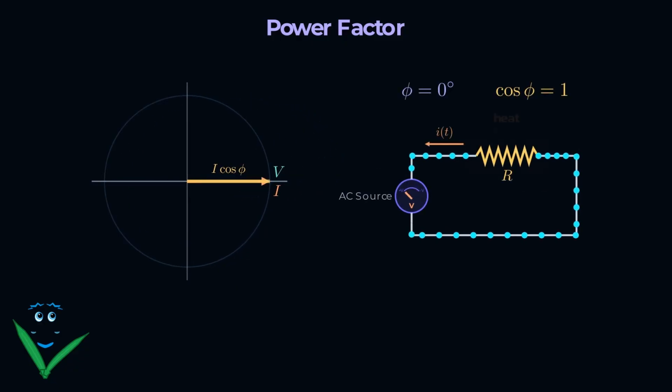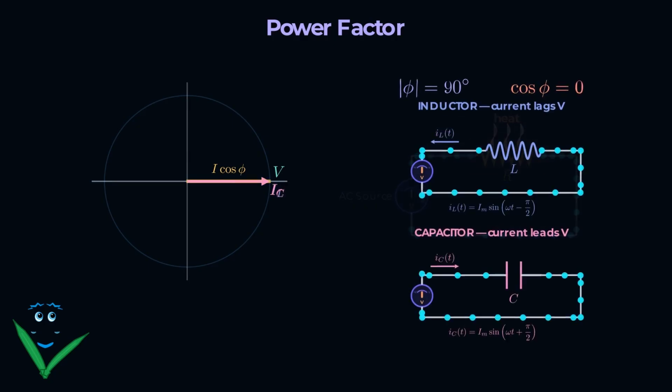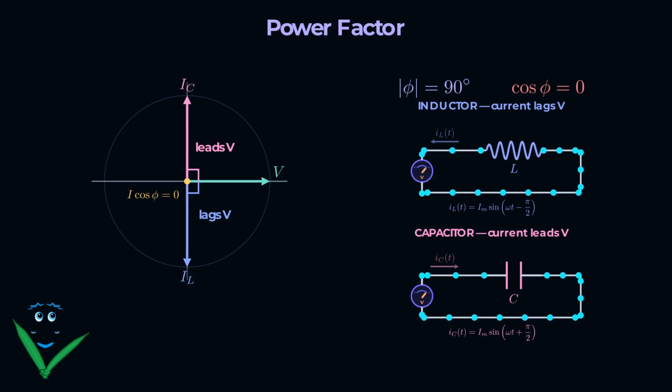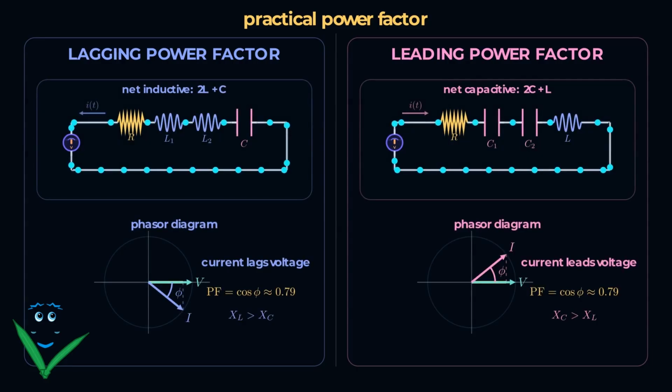For a purely resistive circuit, the phase angle is 0 degrees. The cosine of 0 degrees is 1, so the power factor is 1, and all of the voltage-current product contributes to real power. For an ideal inductor or capacitor, the magnitude of the phase angle is 90 degrees. The cosine of 90 degrees is 0, so the average real power is 0.